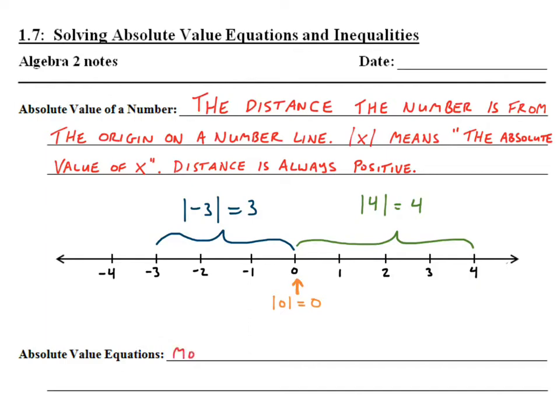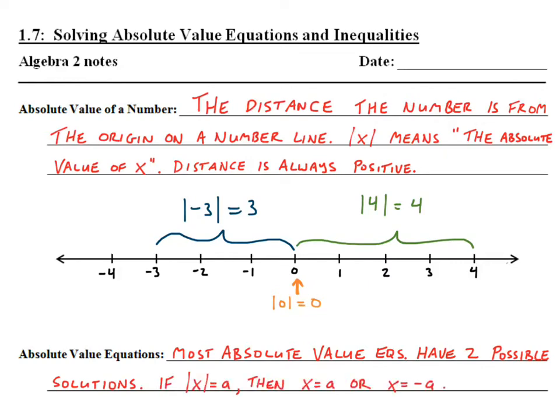Let's talk about absolute value equations. So most absolute value equations have two possible solutions. And we say most because that's not true for all of them. We'll look at some of those examples, but for most of them, if we have the absolute value of some number x and it's equal to another number a, then x is going to be either equal to a or equal to the negative of a. And let's take a look as to why that might be true.